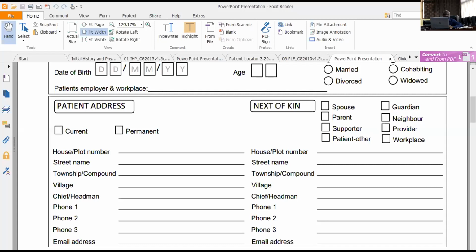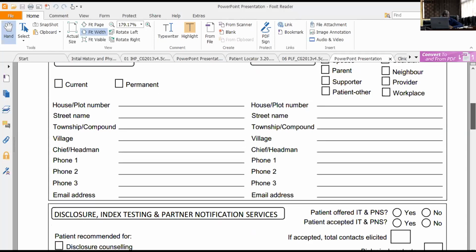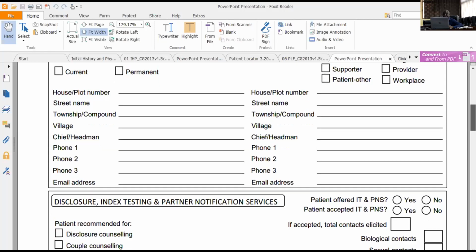Then you enter the localities, the house number or plot number, the street, the compound, the village. On the other form, we only had a chief, but on this one, we've included headman as well. Then we have included the provision for 3 phone numbers, because others have got all these numbers on all the networks. So phone 1, phone 2, phone 3, including the email address. Of course, this applies to those that have. Those who don't have, it doesn't matter. It's not a required field, such that it's a must that you have to enter a phone number or an email address.